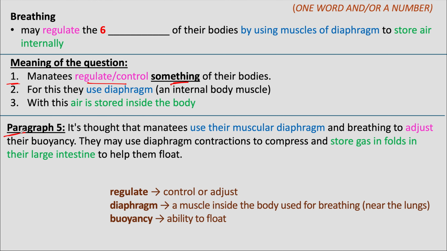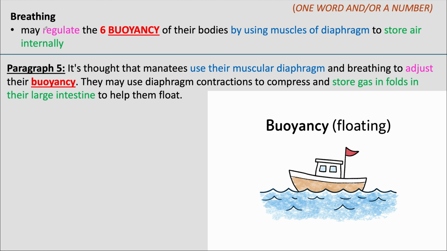In the paragraph, we read manatees use their muscular diaphragm and breathing to adjust their buoyancy. The question says store air internally. The paragraph says store gas in the large intestine. So, what they regulate or control or adjust is the buoyancy or how they float in water. Even if you don't know every word, you can still get the answer by matching the other information.